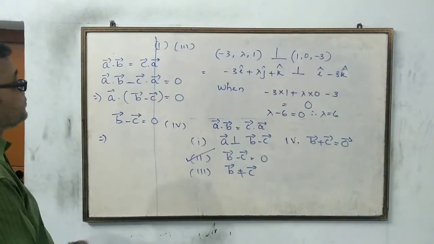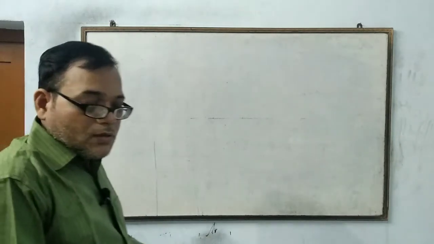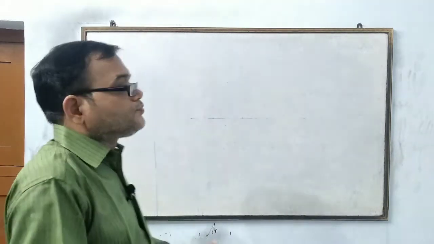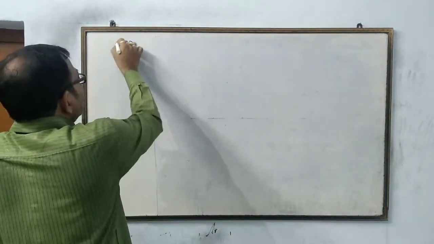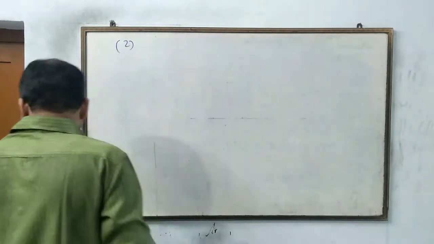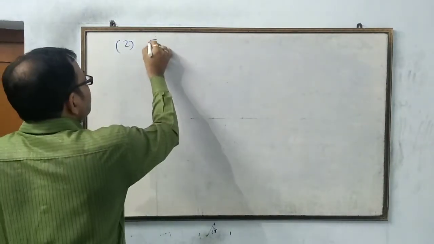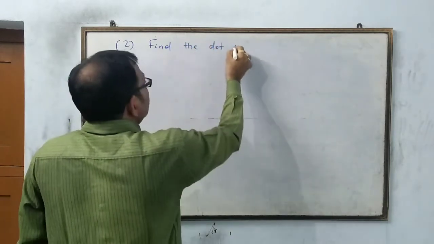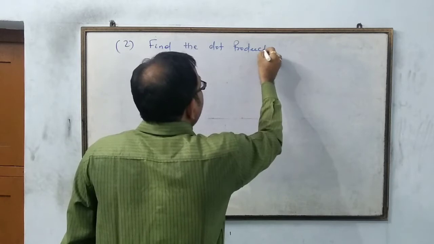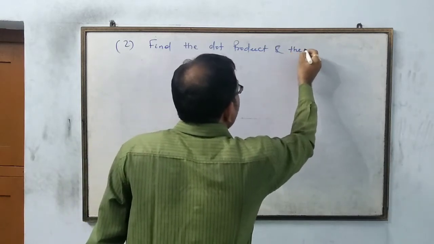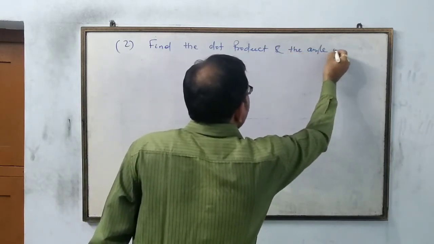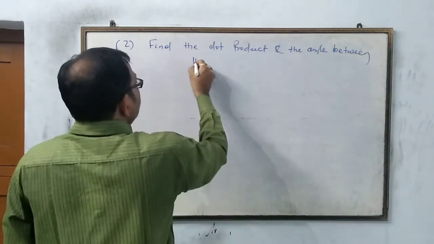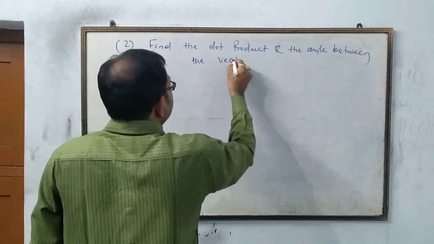Pause the video. Okay, with the 4 options, question number 1 is over. Question number 2: find the dot product and the angle between the vectors.